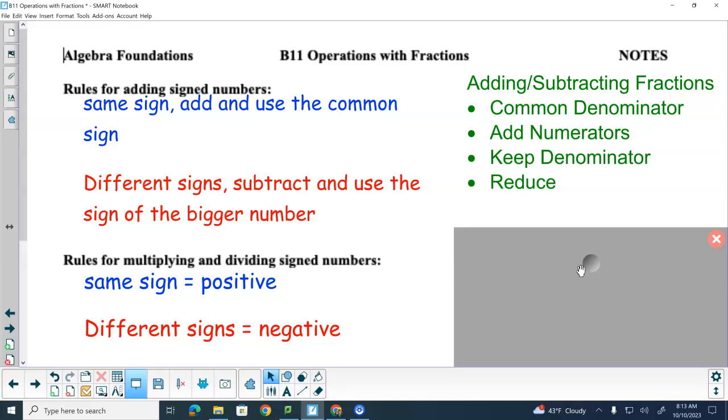Then we've got multiplying fractions. What do we do when we multiply fractions? We can reduce first, and then what? Multiply across? Yes. Multiply straight across. Okay, so we can reduce first, and then we can multiply across.